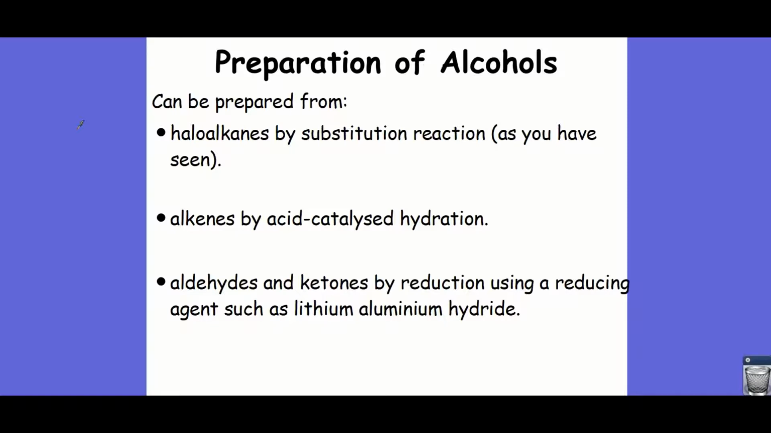The second way is by an acid catalyzed hydration. So we would take an alkene. Our alkene would relate to whatever alcohol it is we want to form. So if we want butan-1-ol, we would use but-1-ene, for example. And then the third way is taking an aldehyde or a ketone and reducing it using an agent such as lithium aluminium hydride or sodium borohydride, which are both really strong reducing agents. This is essentially just the opposite of the oxidation of alcohol stuff that you looked at in higher.